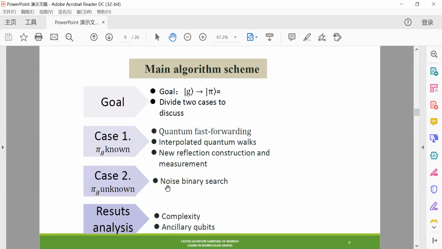In this case, we should use the noisy binary search algorithm. Then we can give the analysis of our results in terms of complexity and ancilla qubits.